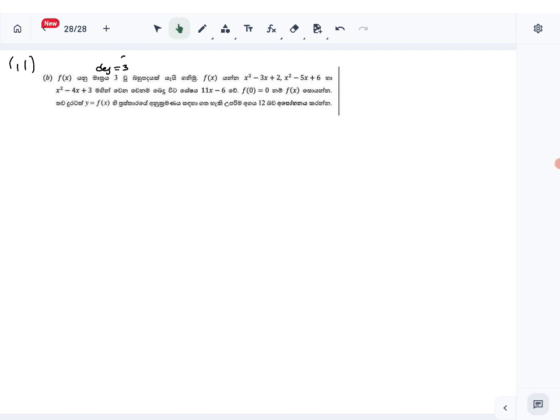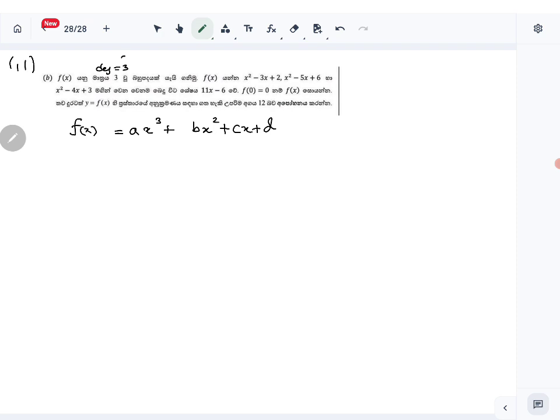So then let's see. How to do this? There are several ways of doing this. We'll do it like this. This is a degree 3 polynomial, so it has to have this form: ax cubed plus bx squared plus cx plus d. Then we have to find a, b, c, d.